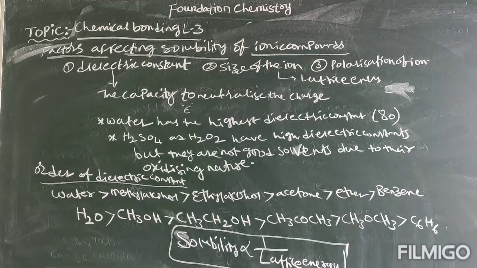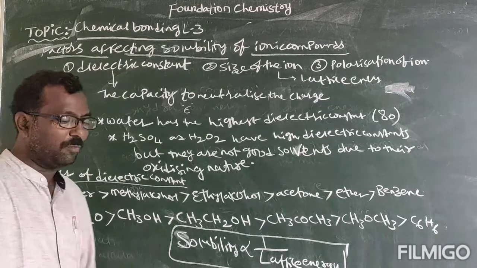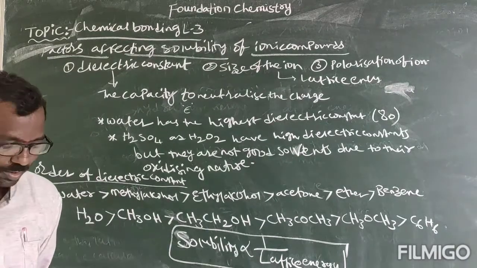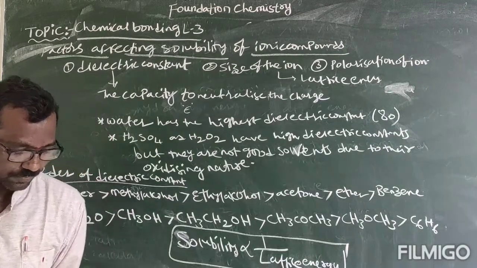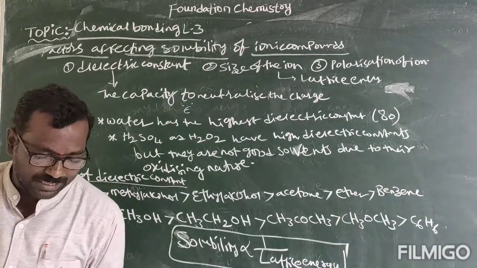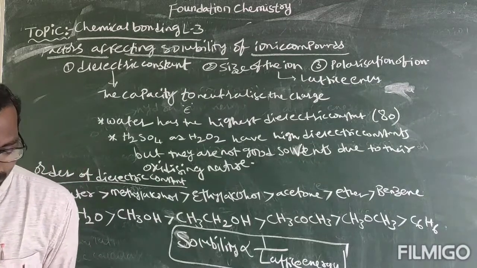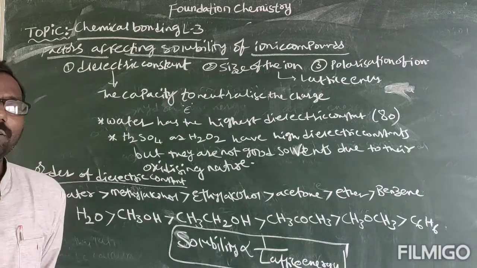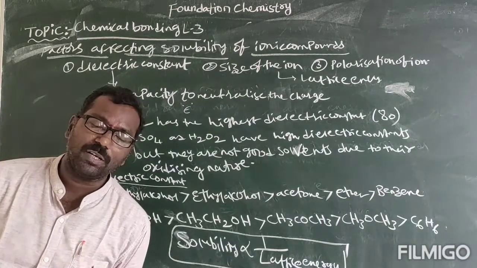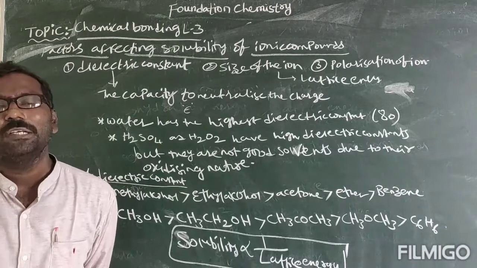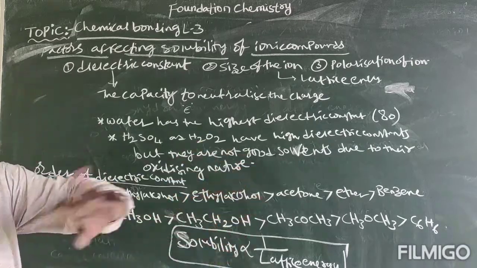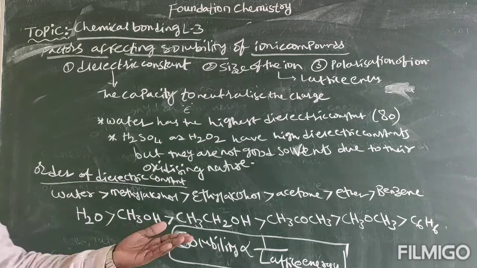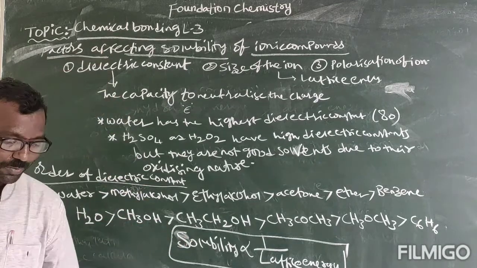Ionic compounds have the highest lattice energy. That's why ionic compounds are only sparingly soluble in water. So that is the thing. When we discuss solubility, solubility is inversely related to the lattice energy. The more the lattice energy, the least will be the solubility.